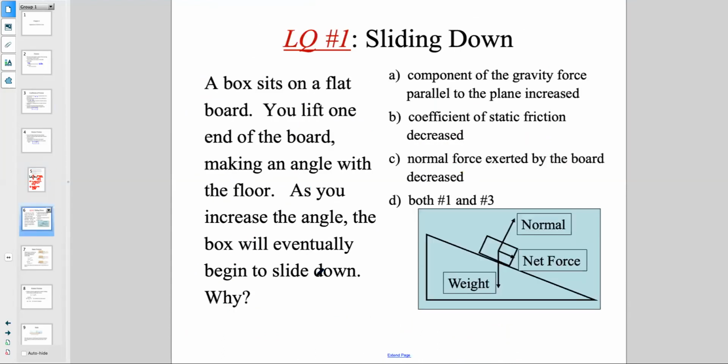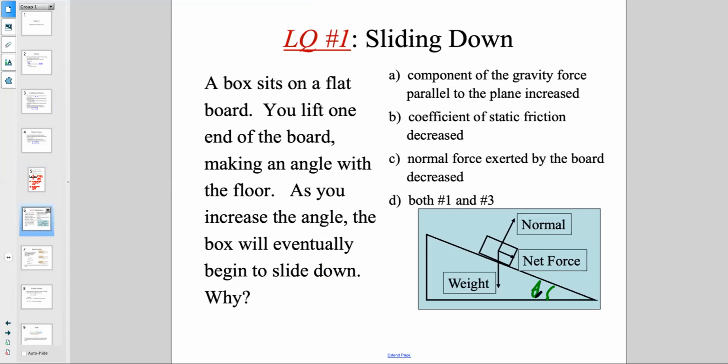So let me go ahead and put them there, x and y. Okay, so let's take a look at this lecture question. Slide down. A box sits on a flat board, as you can see there, and then you lift one end of the board, making an angle with the floor. So you are making this angle right there, theta, with the floor. As you increase the angle, the box will eventually begin to slide down. Why? The reason is, let's take a look at these options.